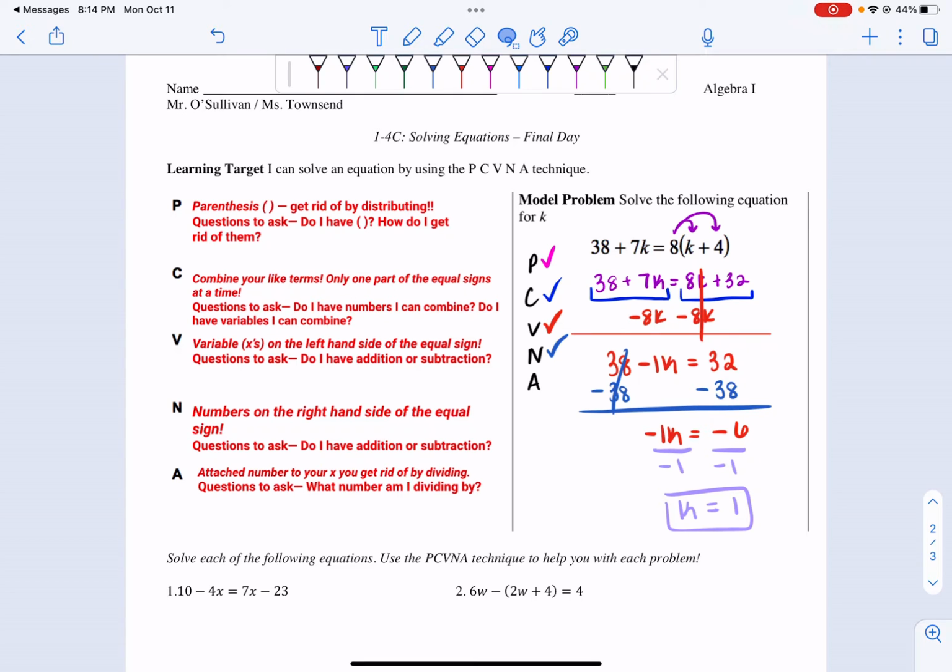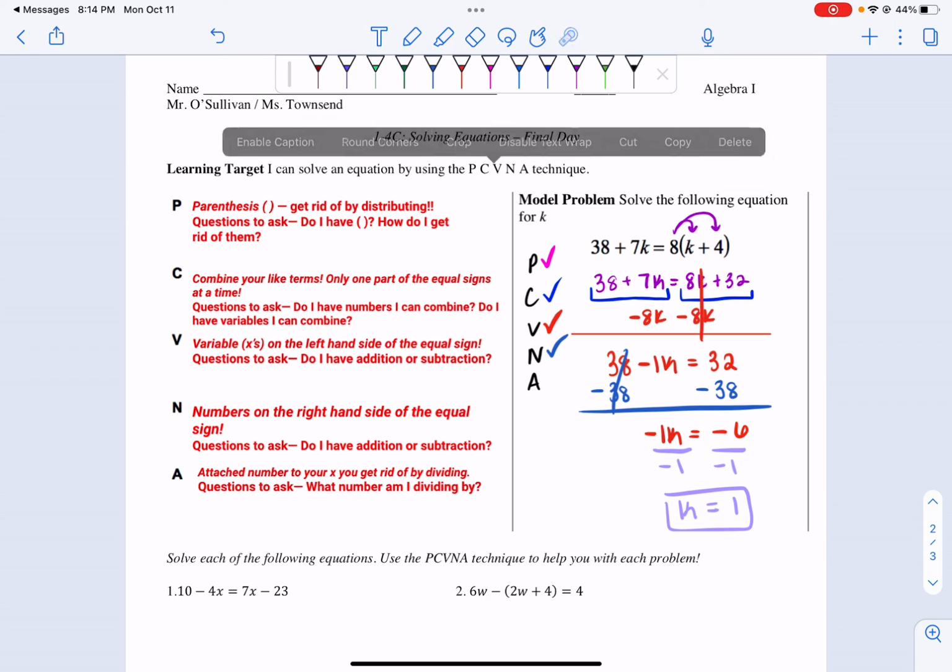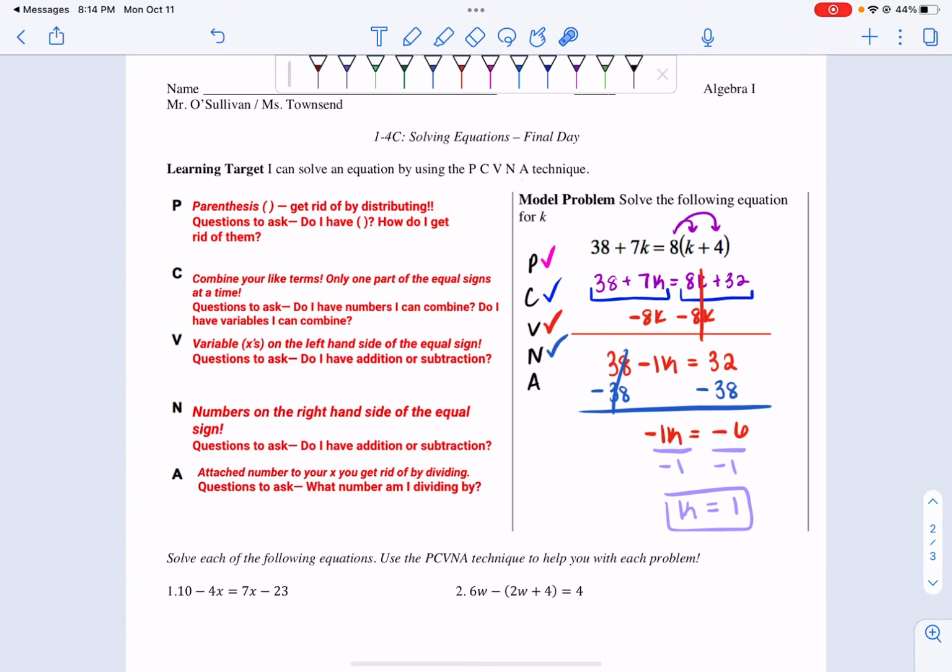Today's learning target is I can solve an equation by using the PCVNA technique. So this is our final day of solving equations. At this point, we should be pretty close to mastery, if not mastering how to solve an equation, since equations play a crucial role in this class and all other maths that you take.